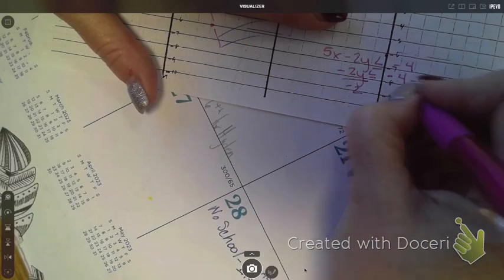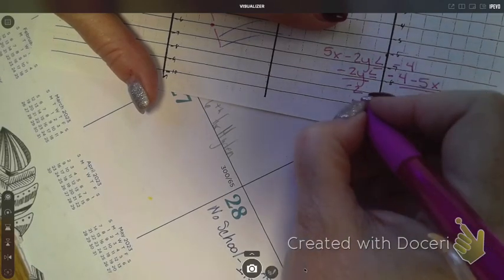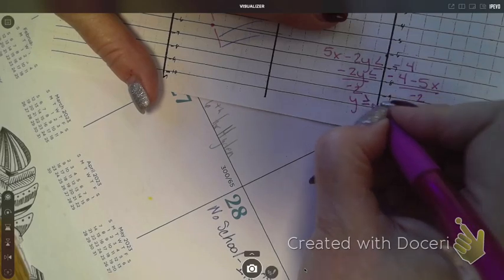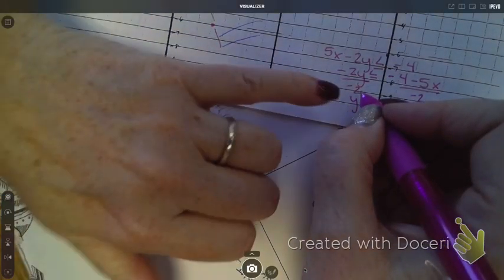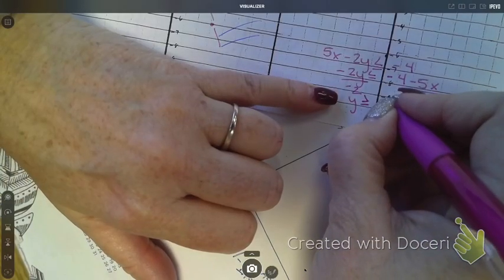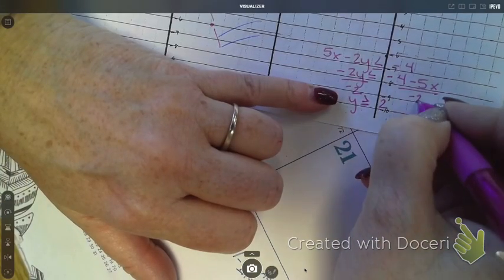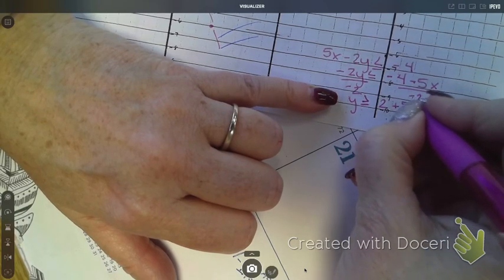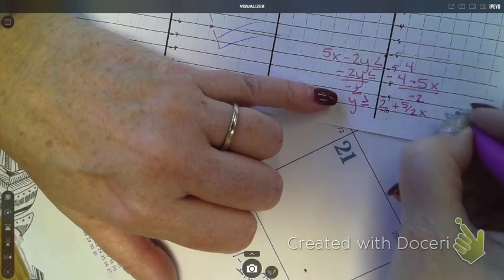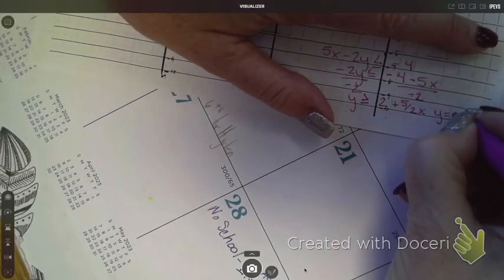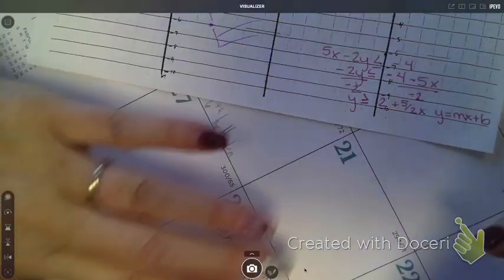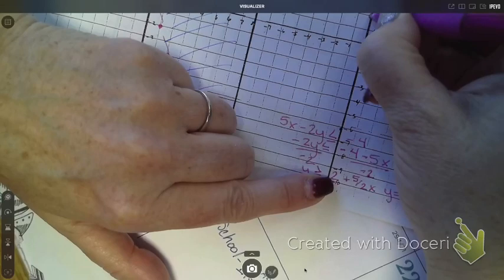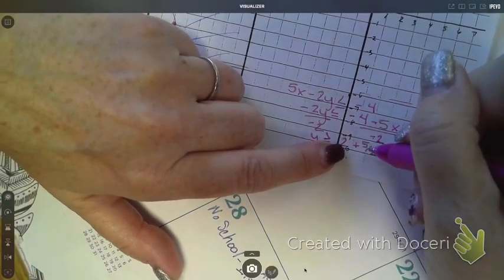Everything by negative 2. When I divide by negative 2, what happens to my sign? It flips. Do not forget to flip the sign if you multiply or divide by a negative. So negative 4 divided by negative 2 is 2, and negative 5 over negative 2 is positive 5 over 2 x. So do I have it into y equals mx plus b? Correct, just backwards. So my y-intercept is 2 and my slope is up 5, right 2.